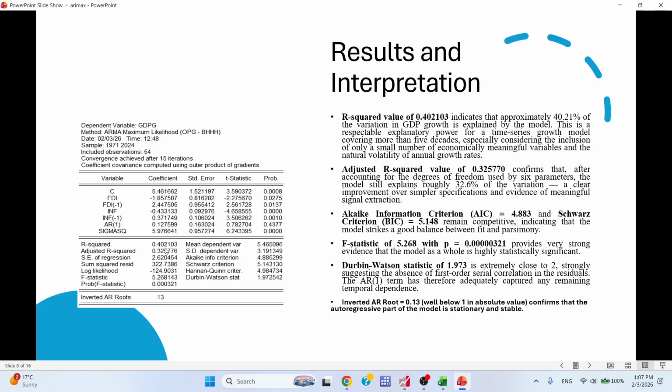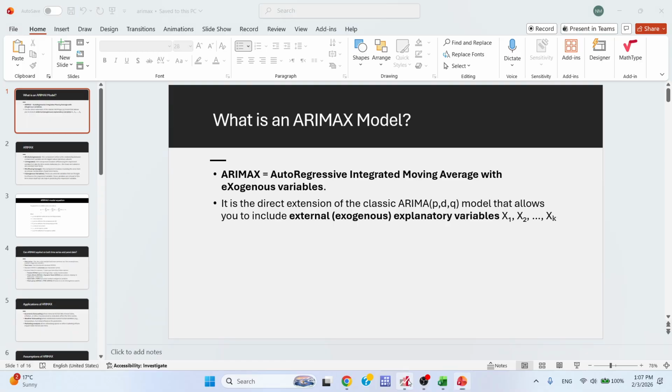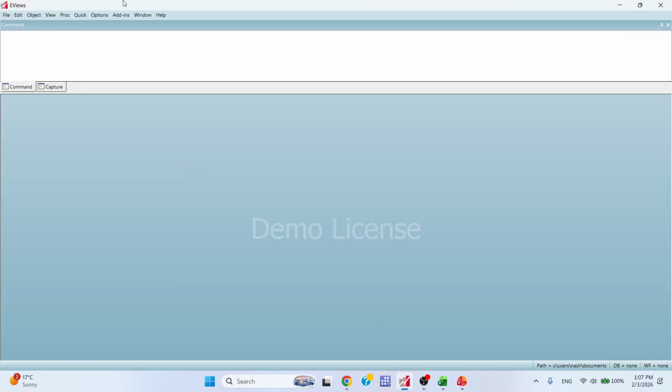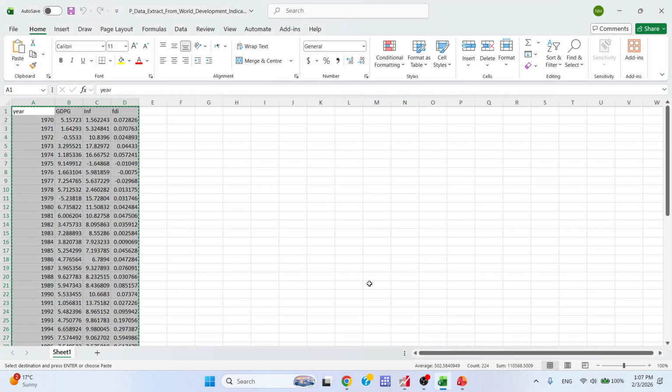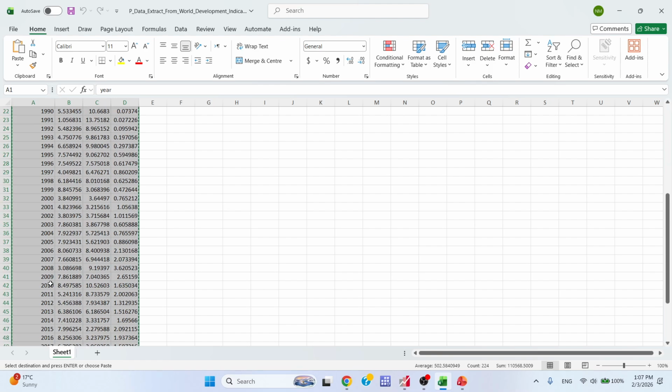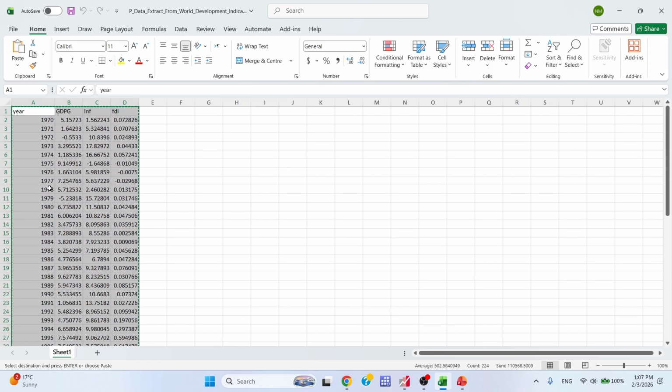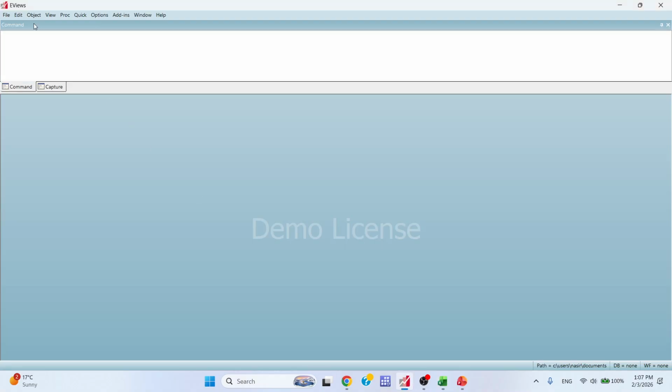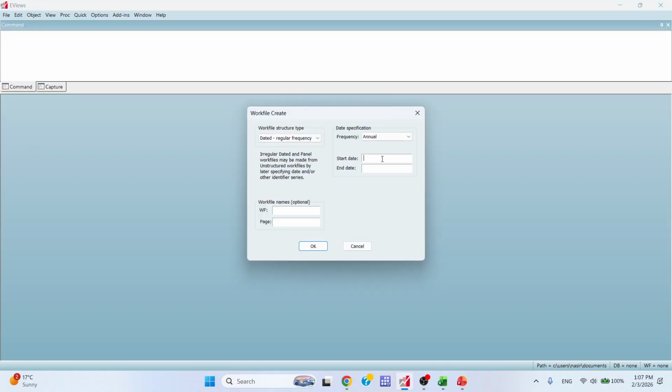Then we will apply the ARIMAX model and interpret these results. First of all, we have to open EViews. Here you can see that I have opened my EViews. Then you have to bring your data set into EViews. I have copied my whole data set. I have three variables, GDPG, inflation and FPI, and my data span is from 1970 to 2024 and it is time series data. Then go to File, New, Workfile.